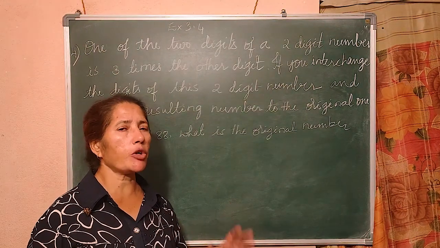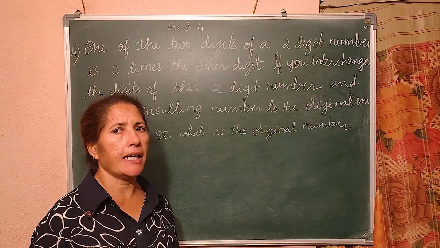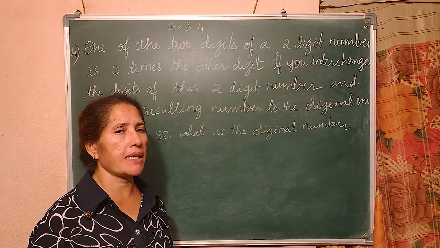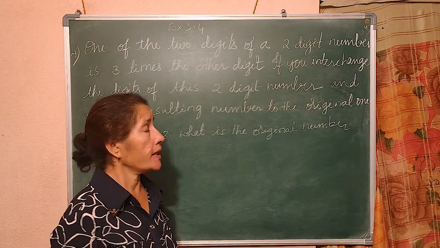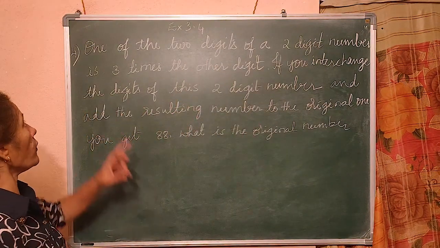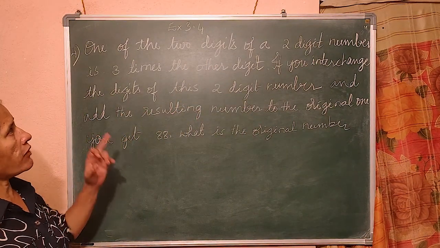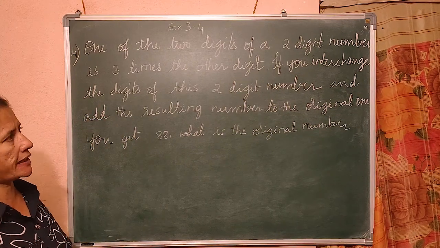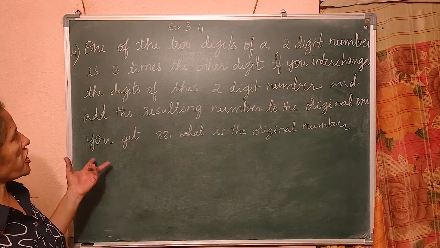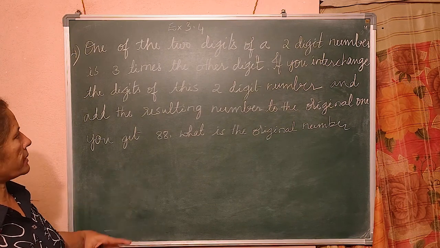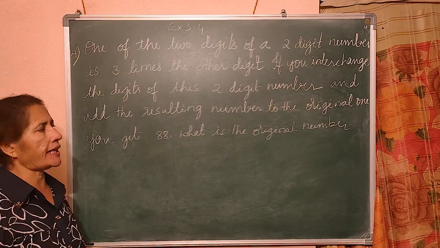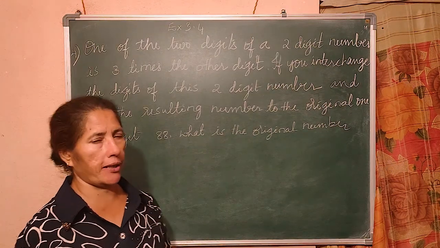We worked out many problems in linear equations, but there are still many sums. Let me work out some. Now in exercise 3.4, the fourth one: one of the two digits of a two-digit number is 3 times the other digit. If you interchange the digits of this two-digit number and add the resulting number to the original one, you get 88. What is the original number?